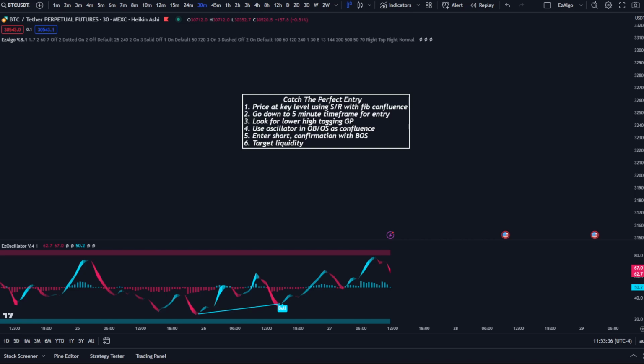Now, I use support and resistance. There's a ton of smart money, ICT, a ton of different trading methods. What works for me is support and resistance in the form of a zone.